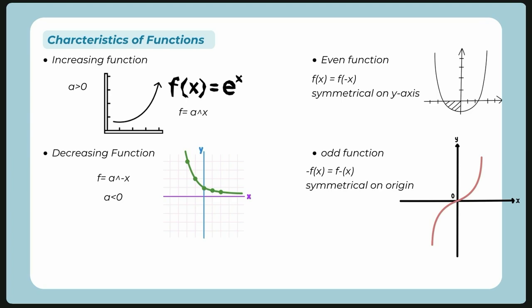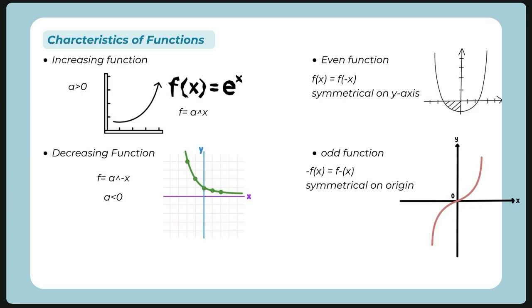If we have a decreasing function, it means that the values are going lower, the function is decreasing, and an equation here would be a to the power of negative x. It means that your a value is less than 0.